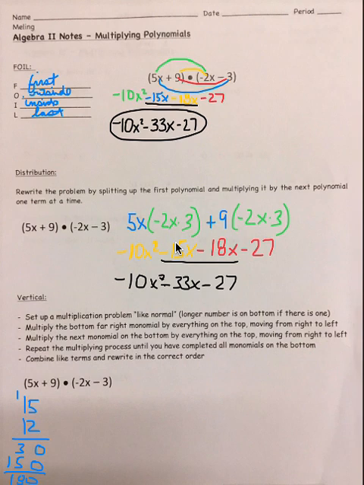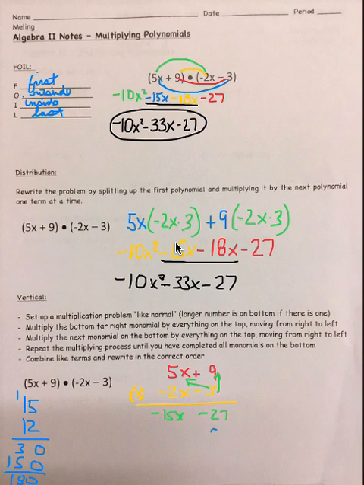So I have 5x plus 9 times negative 2x minus 3. And I want to line them up so you can see how I lined them up. So first I'm going to do negative 3 times 9. That gives me negative 27. Then I'm going to do negative 3 times 5x. That's going to give me negative 15x.